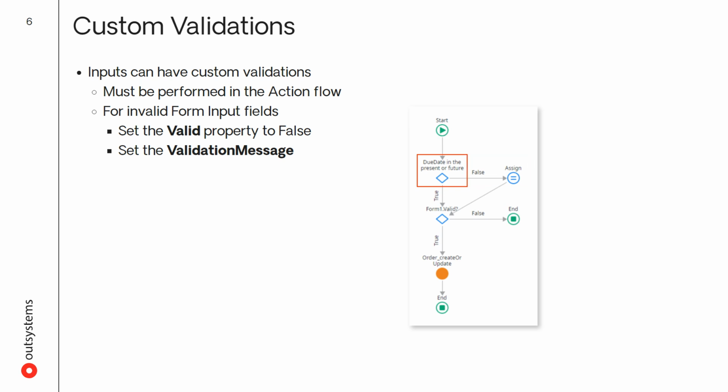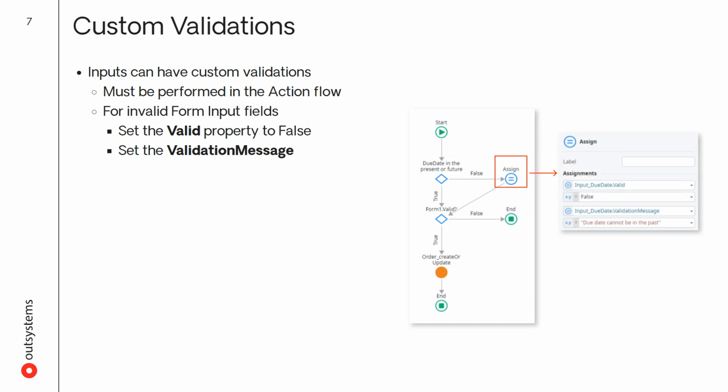Custom validations can be implemented with an if. That if has a condition that verifies if the input field has a valid value. If it doesn't, then the flow branches to an assign where the valid property of the input field should be set to false, and a validation message should be defined. The validation message should be clear enough to explain to the user why the input is not valid, and how to fix the error.